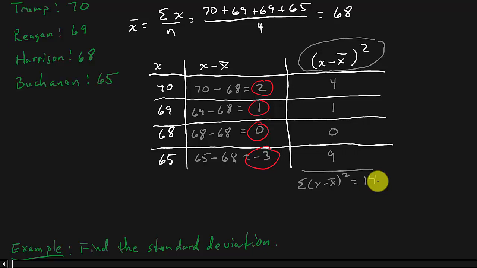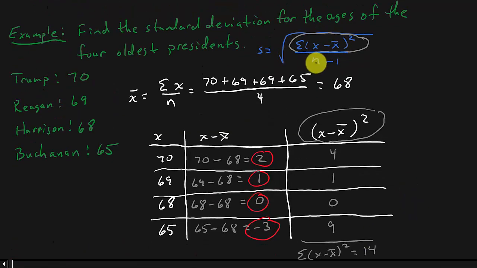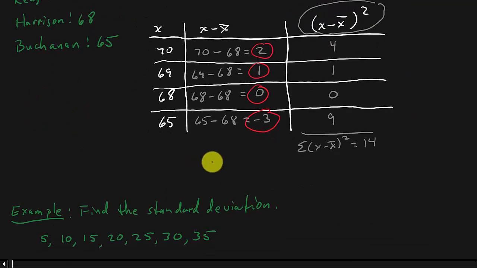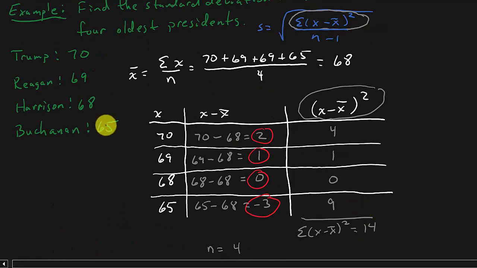All right. Now, in this problem, what else do we need? We need n, don't we? See, we've got the numerator. Now we need n. Well, n is equal to 4. All right. That's n. There's n, the number of data values, 1, 2, 3, 4.